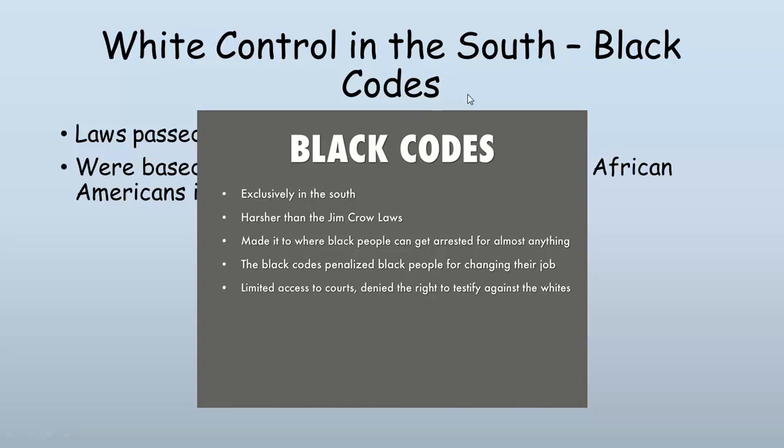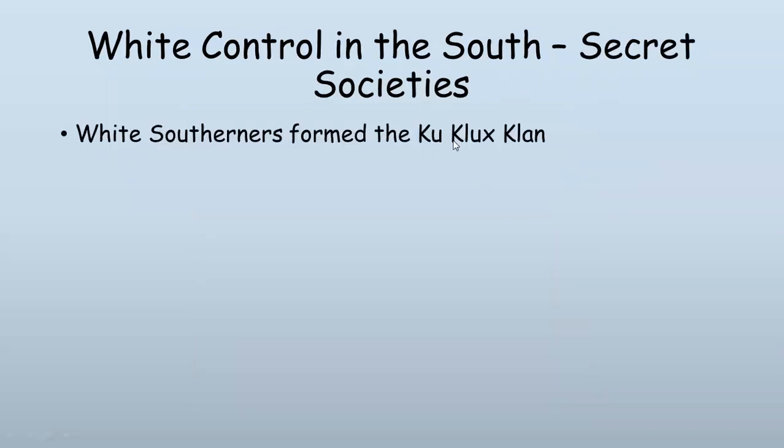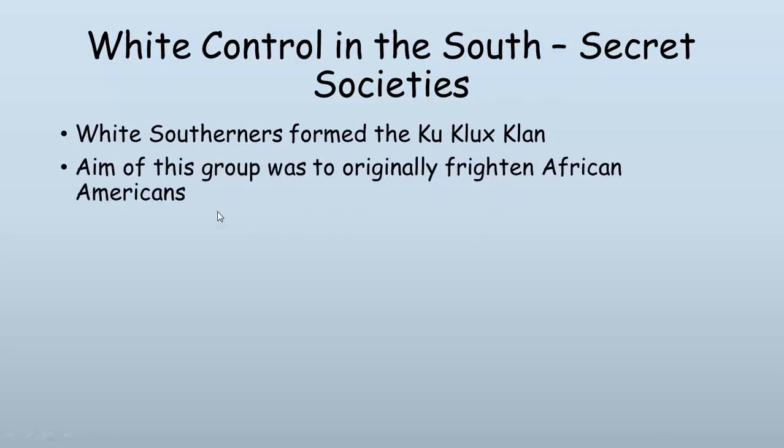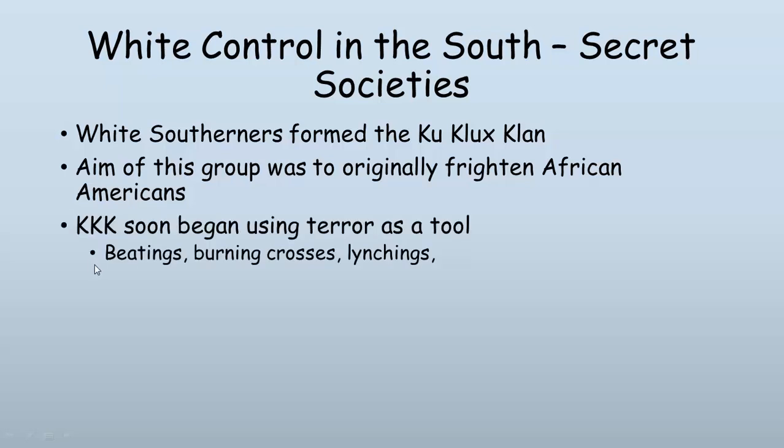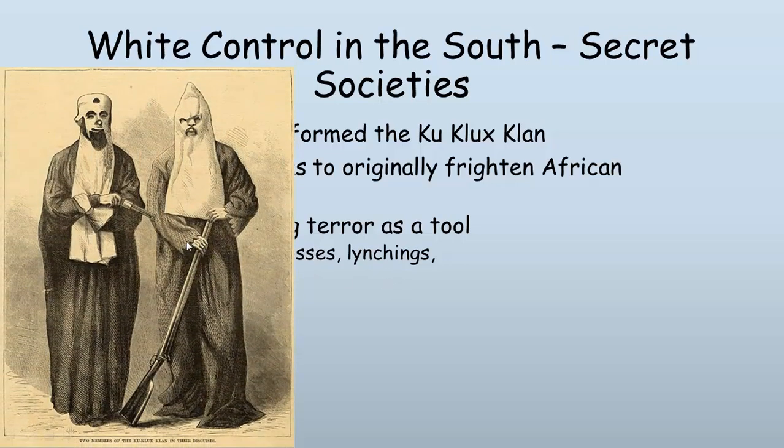Okay. Besides the law that changes down south, there were secret societies. And the one people are most familiar with is the Ku Klux Klan. Right? The aim of this group originally was simply to frighten African Americans from roaming around and even thinking about voting and those sorts of things. So the Klan soon began using other types of terror as a tool to keep people in line, to basically take their rights away from African Americans. So you have your beatings, burning crosses on front lawns, burning down African American churches, and lynchings. Pretty scary group. I mean, when you see them all dressed up in the cloak and everything.